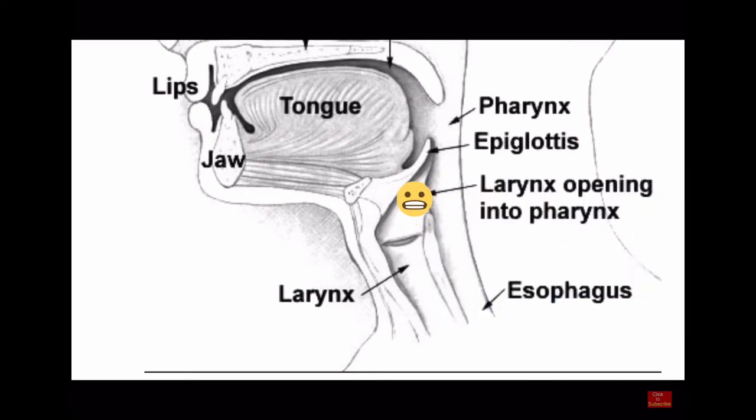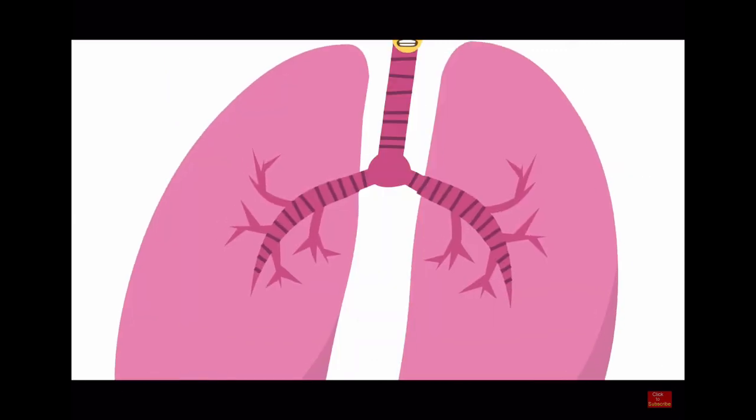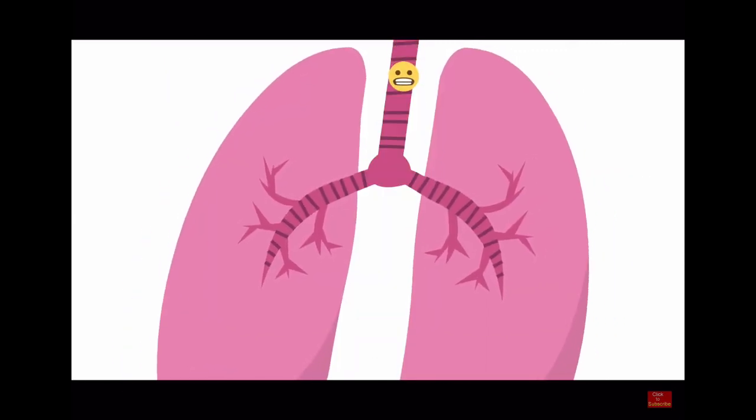The epiglottis is a flap of connective tissue that covers over the larynx during breathing. It stands open when you breathe, which allows air in, but when you swallow or eat, it closes to prevent choking on food. From the larynx, air travels to the trachea, which is a rigid tube of cartilage.